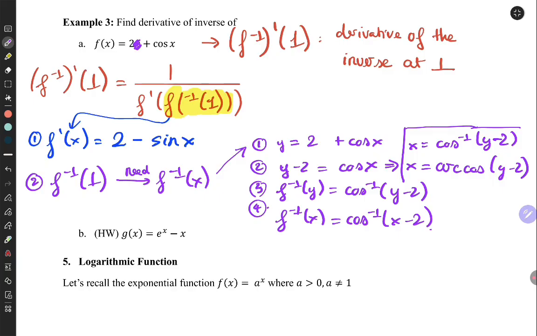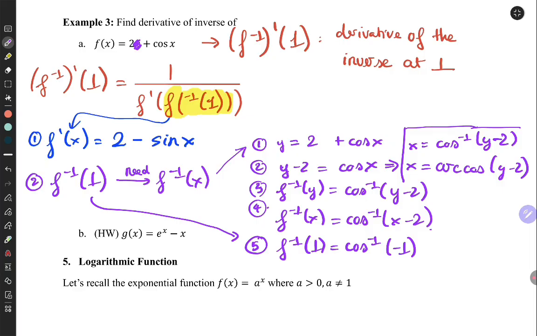Okay. So that is the inverse right here. We want to find the inverse at 1. We plug in 1 right there. So I'm going to add step 5, which is this. Inverse at 1. Plug 1 in. Cosine of -1, 1 minus 2, -1. Okay, you don't need to calculate that number. It's just an expression.